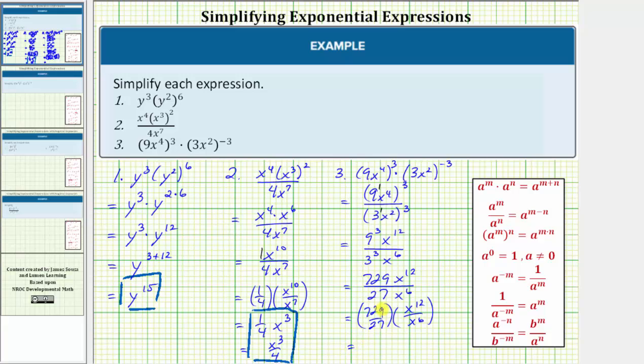Well, 729 divided by 27 is equal to 27, and x to the 12th divided by x to the 6th is equal to x raised to the power of 12 minus 6, which is equal to 6. The given expression simplifies to 27x to the 6th.